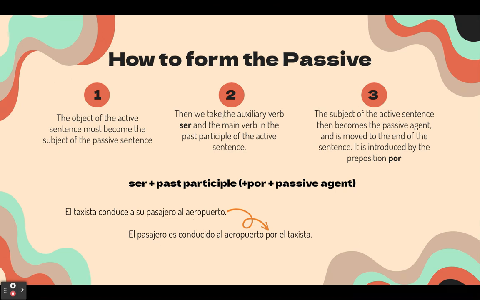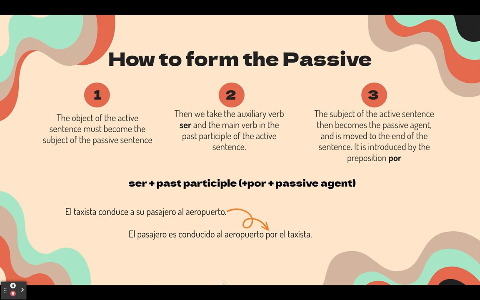And then we have our second step. We take the auxiliary verb of ser, which obviously can be conjugated to es or fue, and we put that in front of the past participle of the active sentence. So it's kind of like reordering. So instead of conduce, we'll say es conducido. So the passenger is being driven.